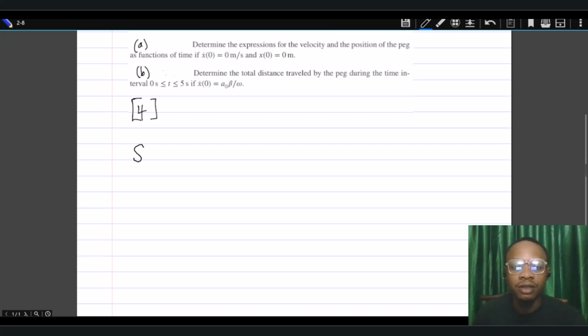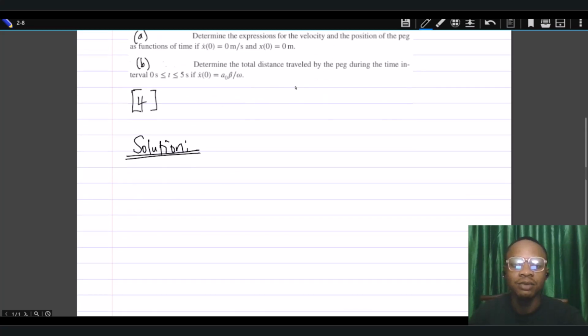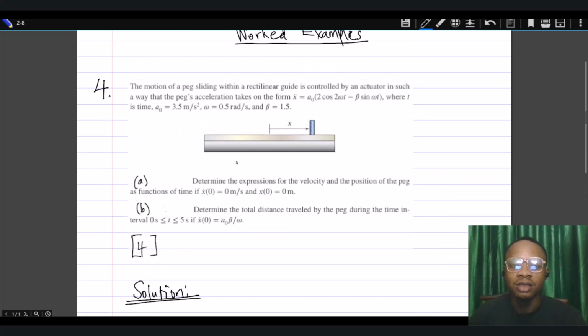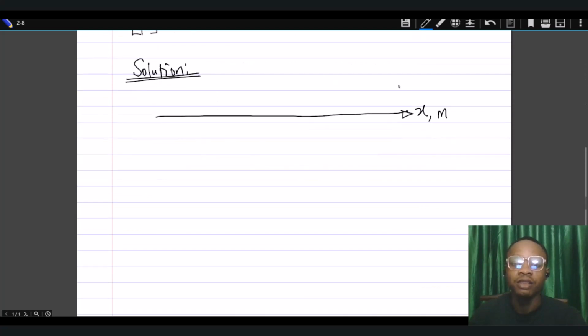So the solution to this: we have acceleration as a function of time. So we list the things that we have been given. Of course, we know that the motion is being measured with respect to the x axis, and the unit here is in meters. The direction already given is to the right, it's positive to the right. So this is just an illustration of the motion of the body.